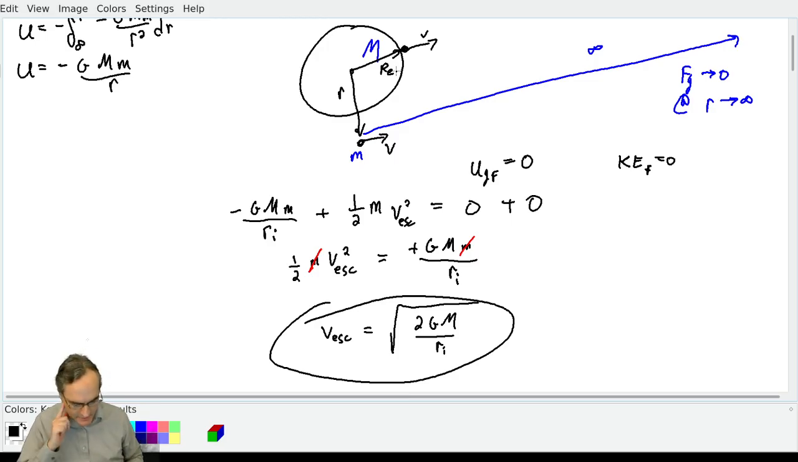All right, so this is escape velocity. It can be used from any position relative to your big central mass. And next up, we're going to do a quick example with this, and it is going to be the very basic one, escape from the Earth.